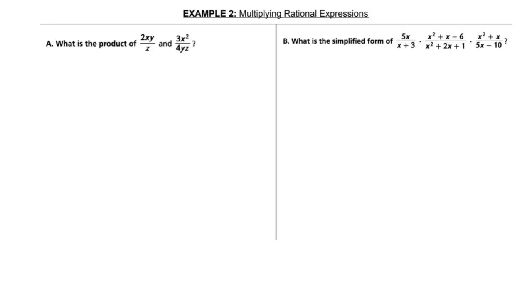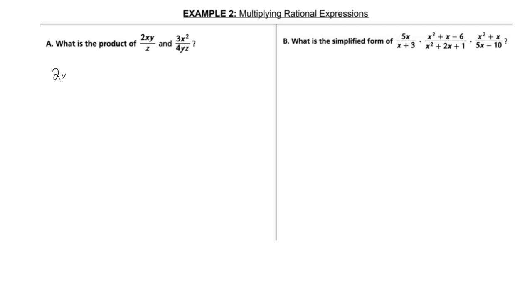Those are your excluded values, so it's all real numbers except those 3. Now we know how to simplify, and we know how to find excluded values. We're going to go into multiplying rational expressions. So again, what you're going to do is multiply and then simplify by crossing out any common factors.